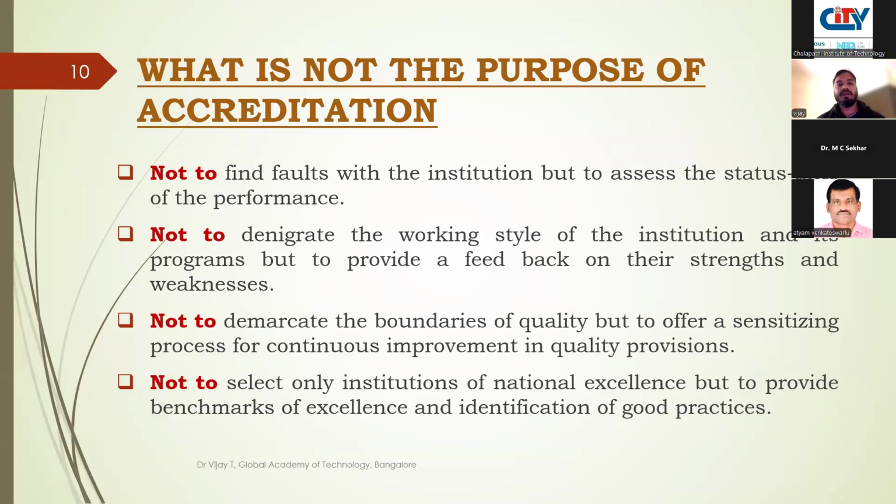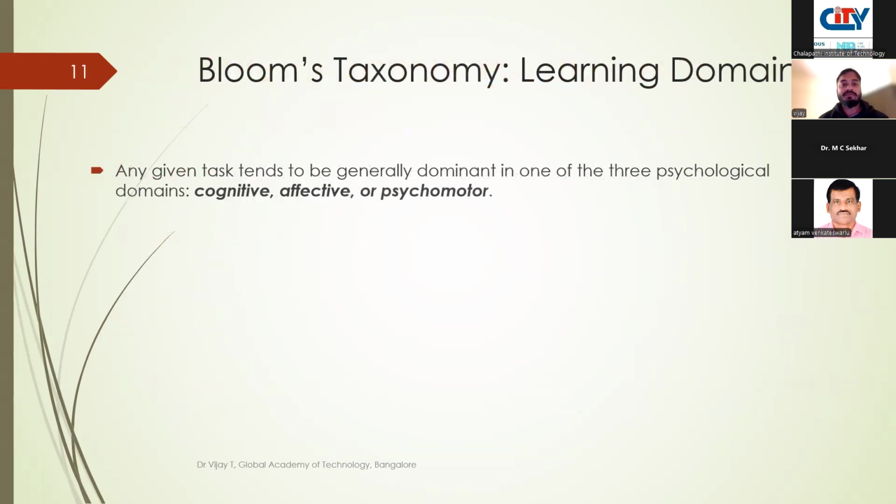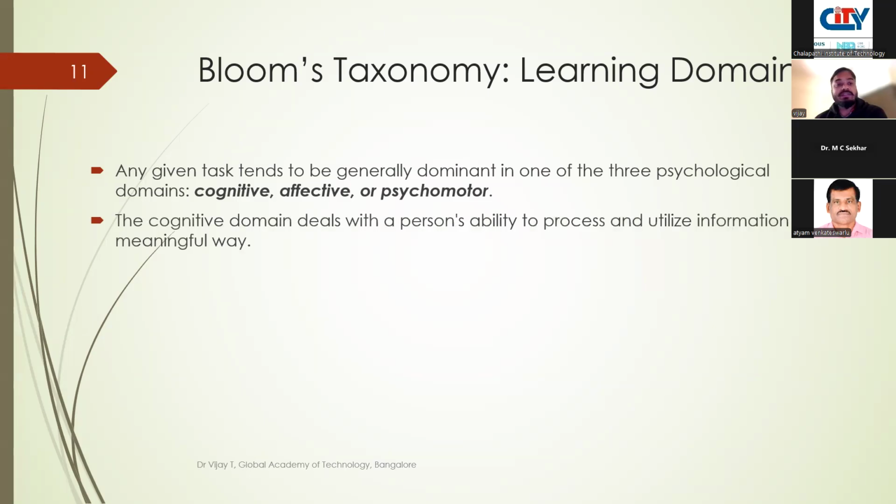NBA is not to find faults or tell you you're not doing this, you're not doing that. It is generally giving us a benchmark of certification and quality, where we stand, what our strengths and weaknesses are, and how we can improve. Bloom's taxonomy is one taxonomy where we are measuring the cognitive domain of a student with respect to the knowledge sharing that is happening with respect to each of the engineering courses.